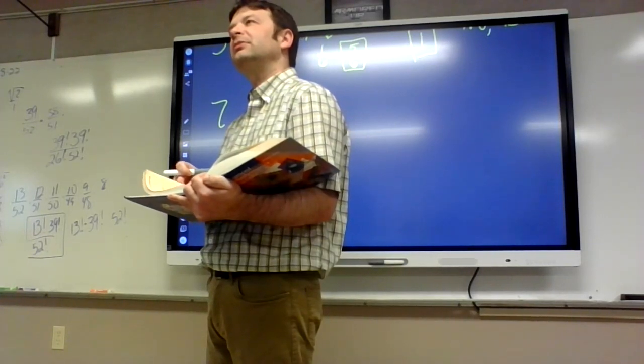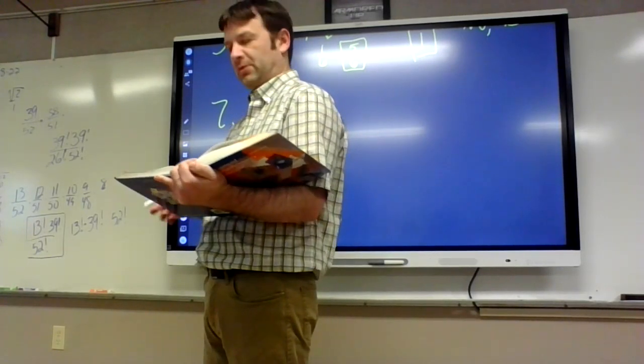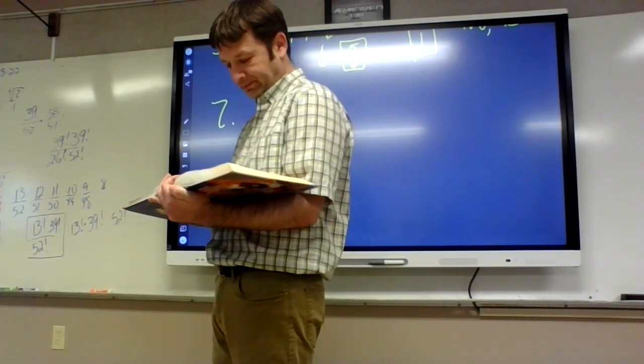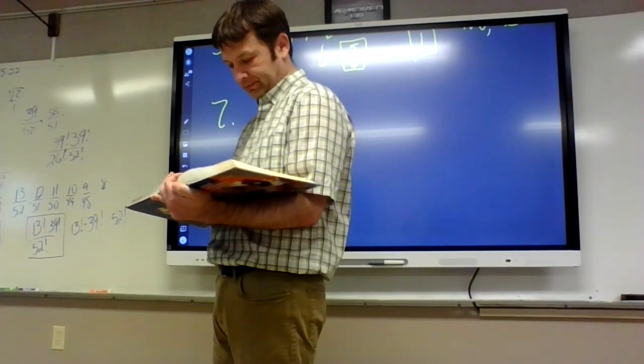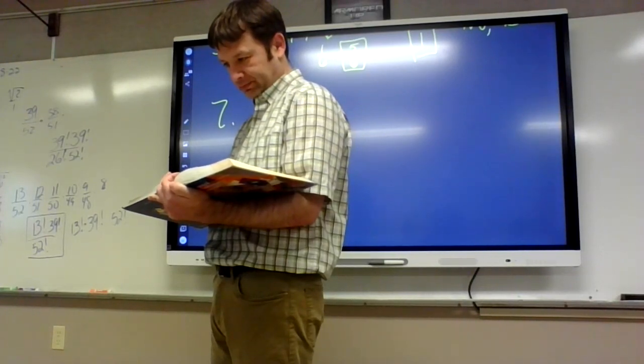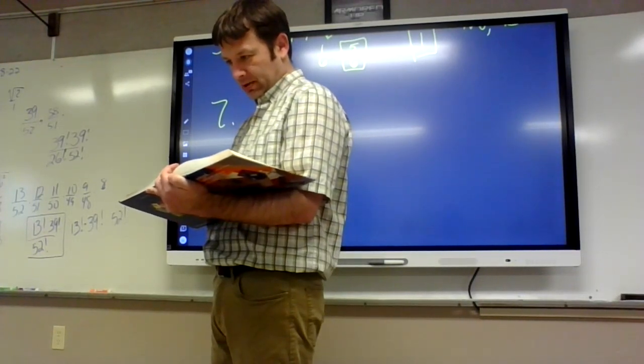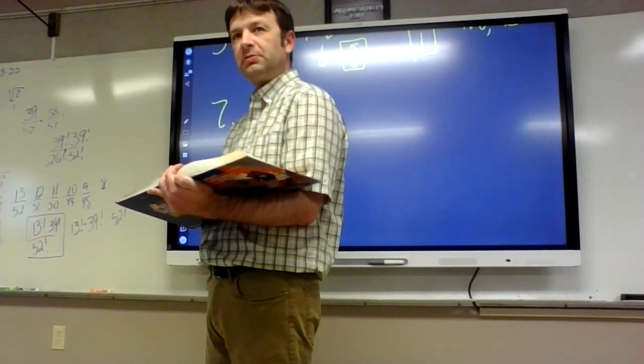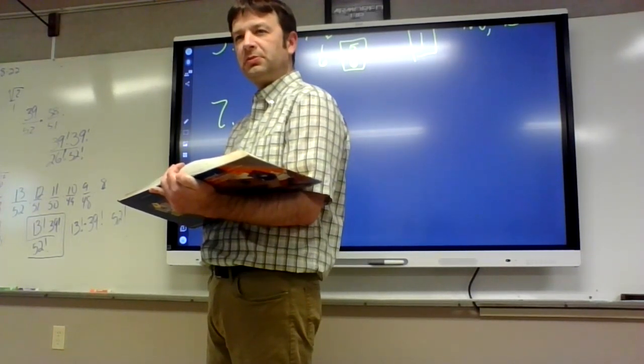What's the question again? Number 7. What are we trying to figure out right now? There's 5 different combinations for a 6, and then there's 6 for 7, and then 5 for 8.